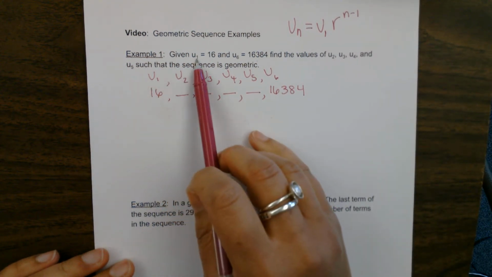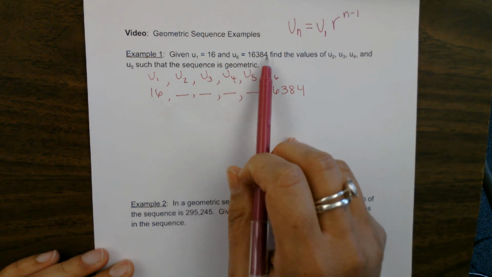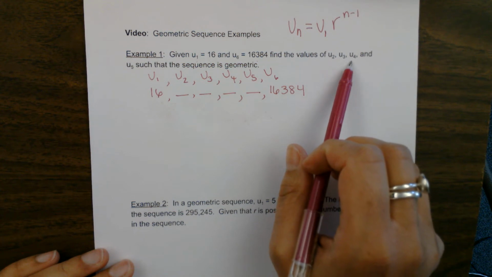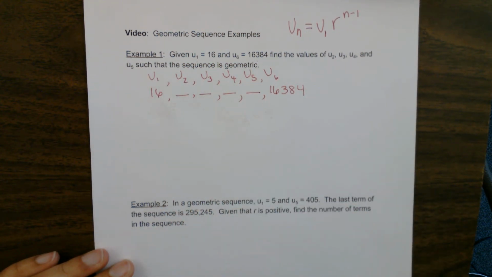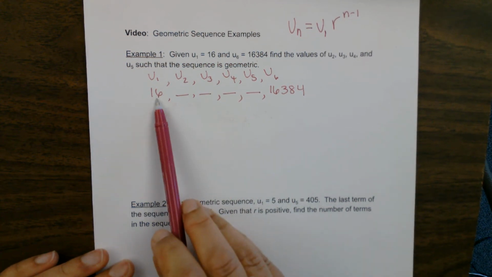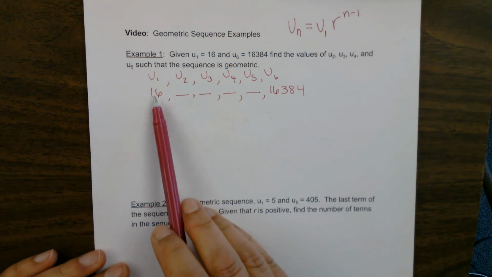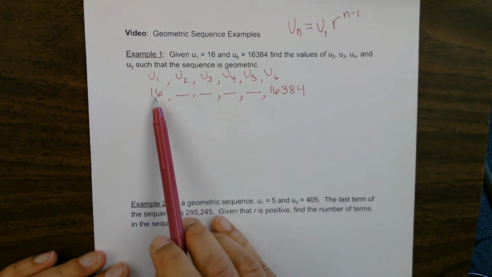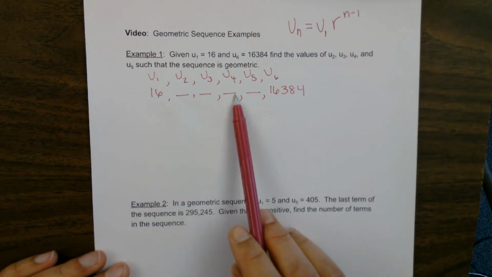Example 1: given u sub 1 equals 16 and u sub 6 equals 16,384, find the values of u sub 2, u sub 3, u sub 4, and u sub 5 such that the sequence is geometric. You will notice here that I also have labels. I like to label my numbers so I know what numbers I have and what numbers I need to find. I have u sub 1 and u sub 6, and I need to find u sub 2, 3, 4, and 5.